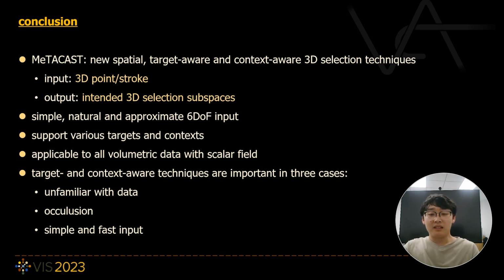Target and context-aware techniques are important in three situations. First, when the user is familiar with the dataset features. Second, when occlusion and perception impede the user's ability to see, judge, or reach the target. And third, when the user has a clear idea about the target and expects to use a simple and fast input to select it.